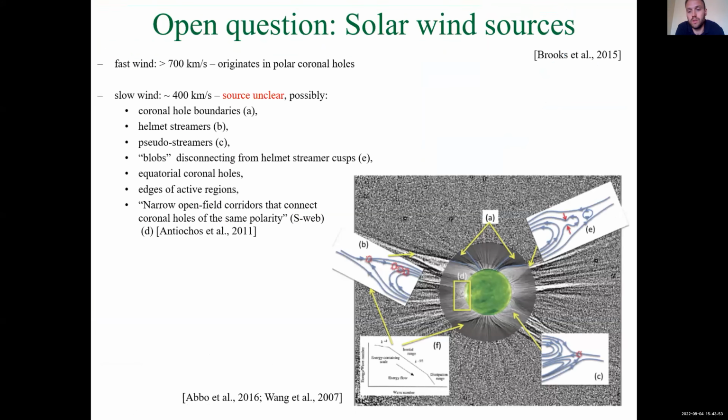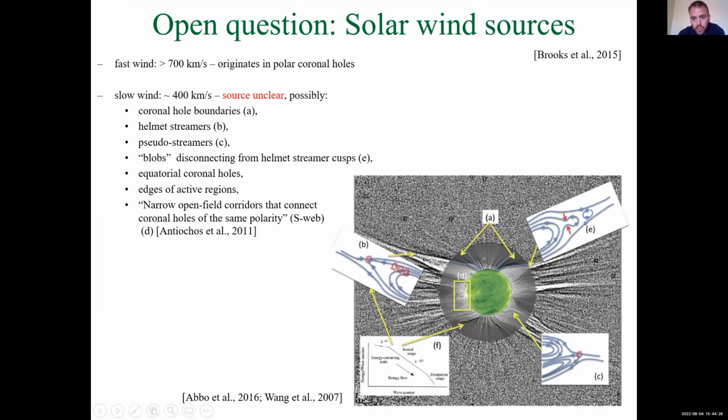So the open question that we try to address is the slow solar wind sources. As some of you may know, solar wind is in general broadly differentiated into two categories: fast wind, which is known to originate from polar coronal holes, and the slow wind, which is slower, as the name suggests, but also has other properties that differentiate it from the fast wind. But the interesting thing is that the source of the slow solar wind is unknown.